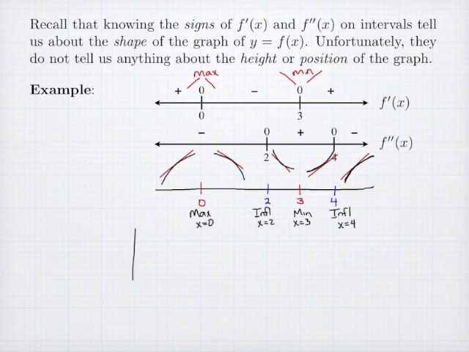So if I were to try to graph my original function, we're now stuck with the fact that we don't know enough information about our curve. We don't know what the height is. So for example, I could pick my maximum at x equals 0 to be right at the origin at height 0. And then I've got a curve that's increasing and then decreasing until x equals 2, where I have my inflection point.